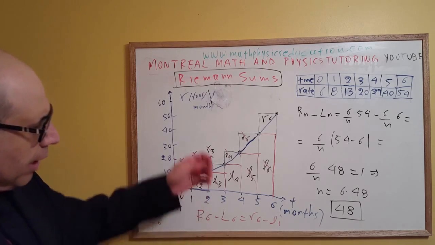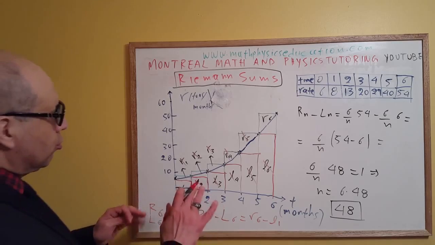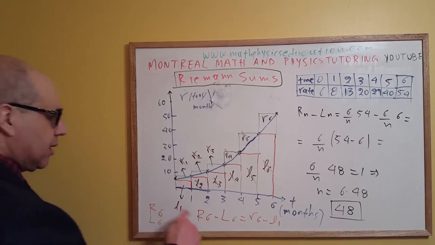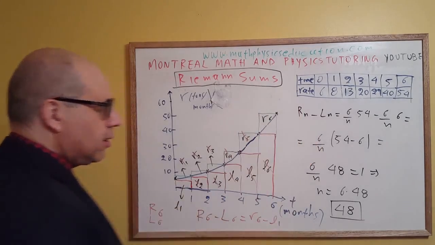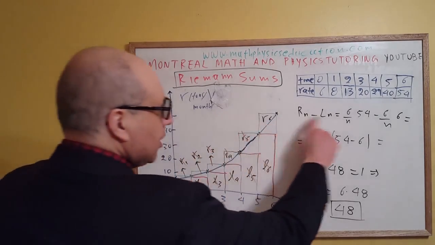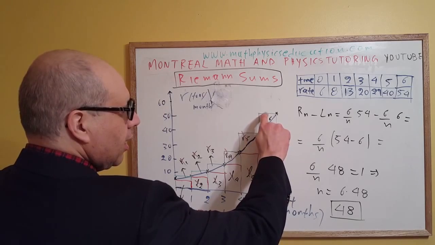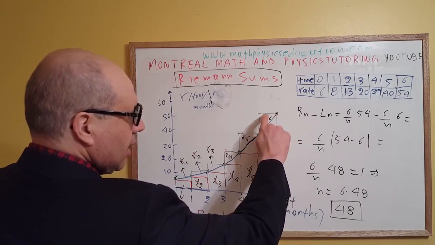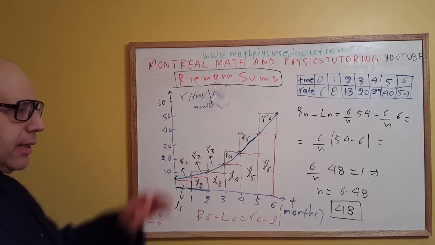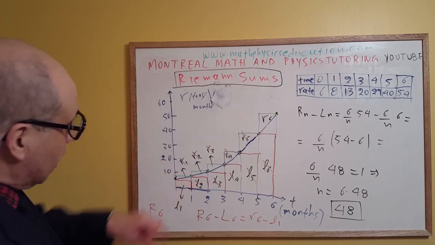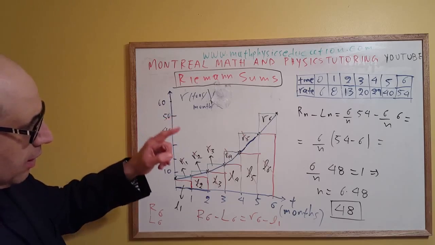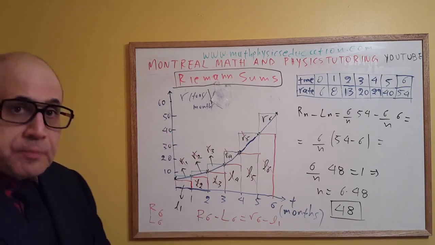Why did I do all this? Because I want to show you that no matter how much this will be, or this, the main point is that the only thing that will remain from this difference is the last rectangle of the right endpoint Riemann sum, and the first rectangle of the left endpoint Riemann sum.